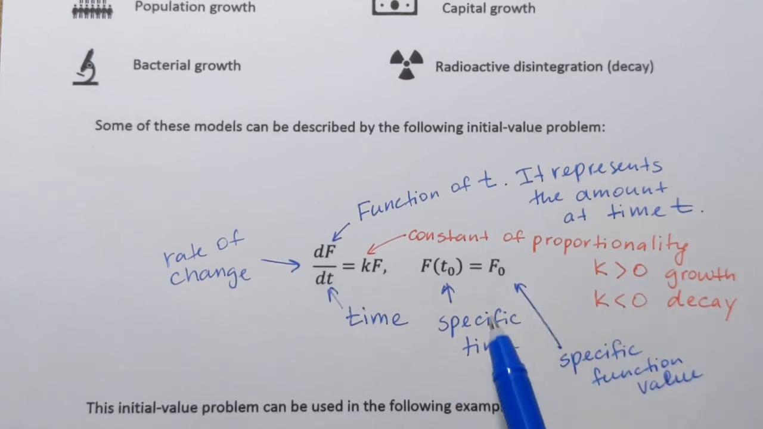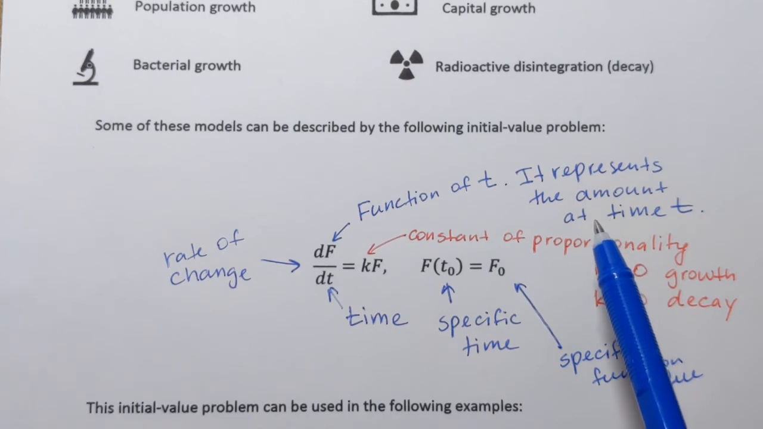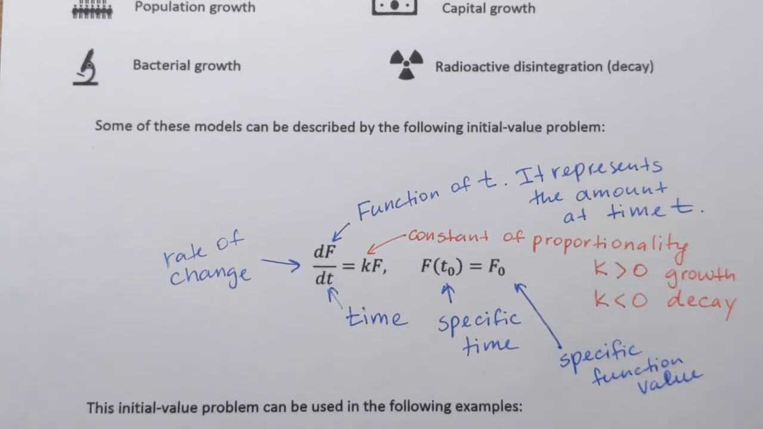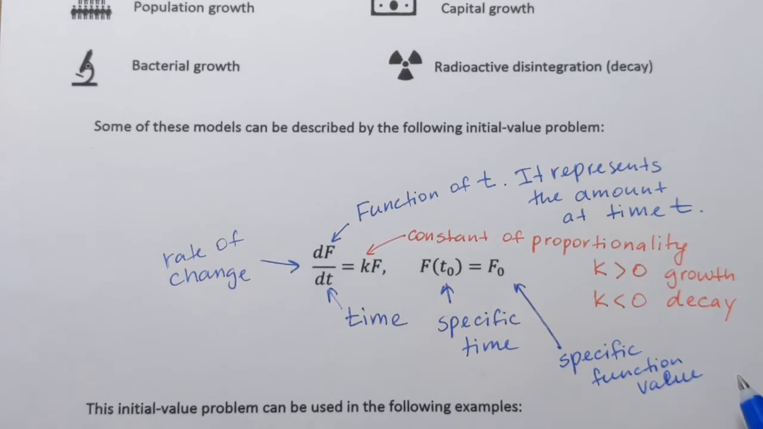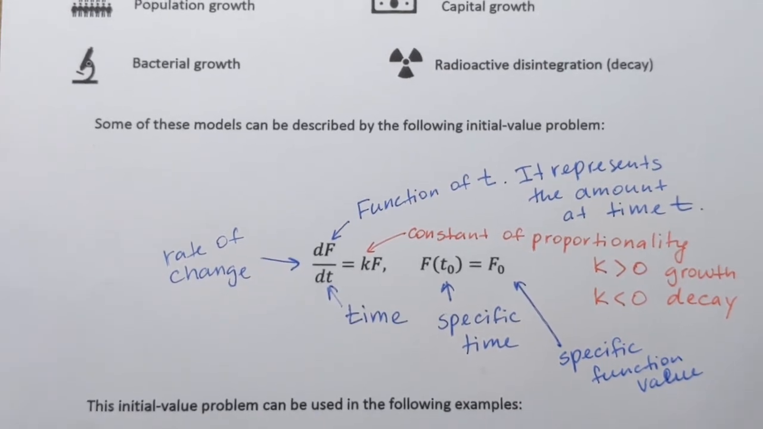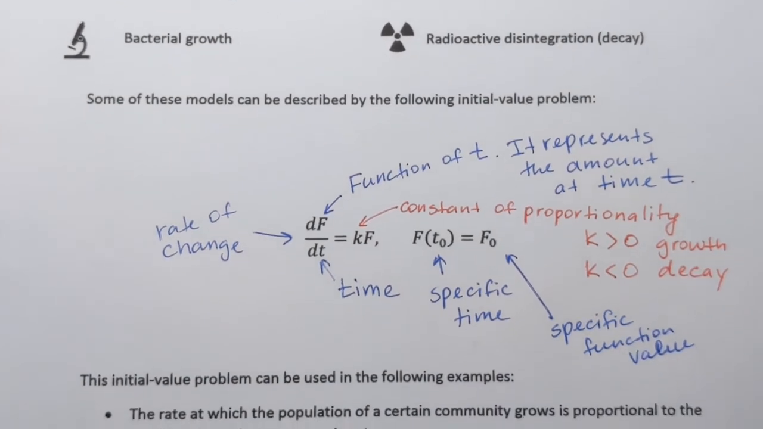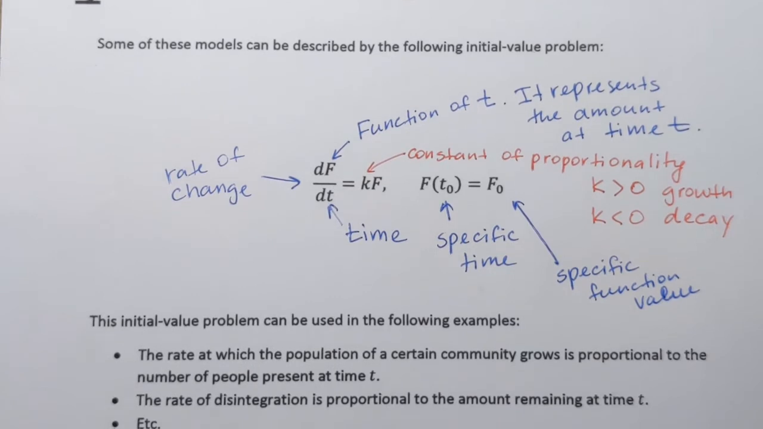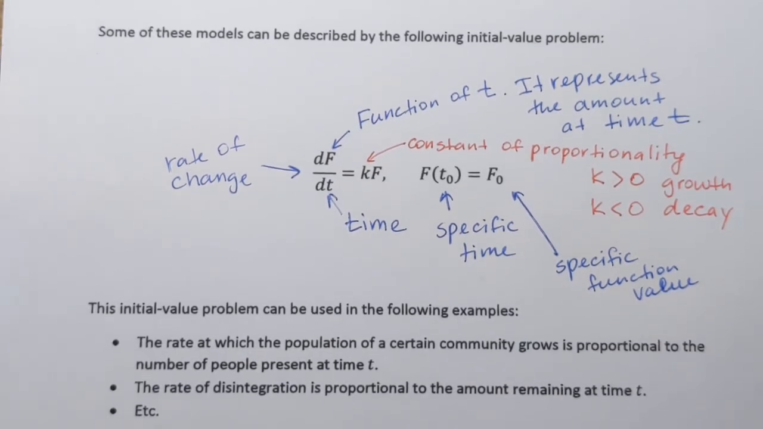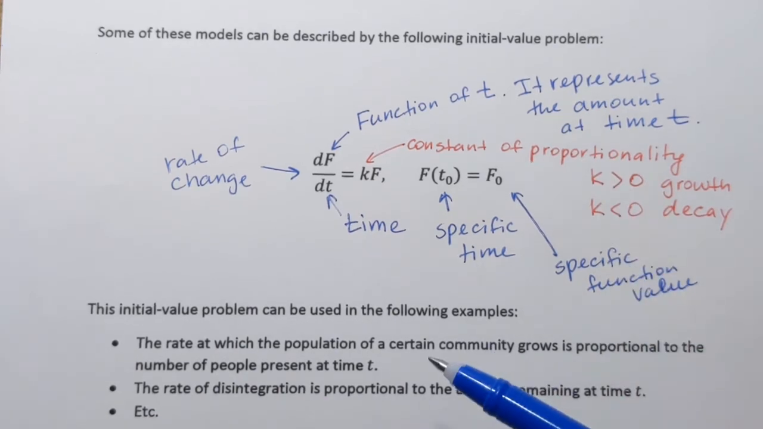And once again, the function itself represents a certain amount at a certain time: an amount of something, a number of people, a number of bacteria, and so on and so forth. If we put this all together with some examples, I can give you some sentences that, once you read them, you should recognize as models that can be described by the following initial value problem.